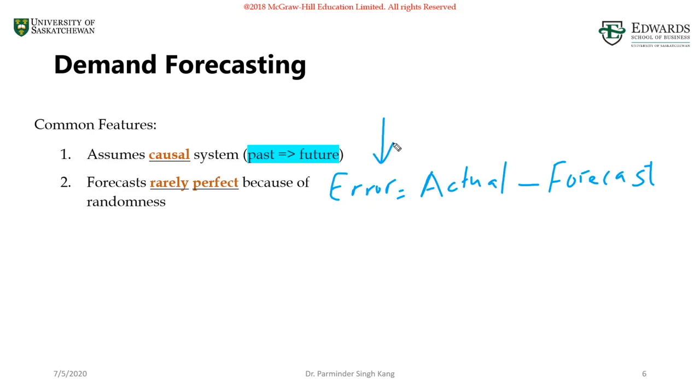Just a quick note here: if you are always over predicting, which means my forecast is always greater than actual demand, I will end up having inventories sitting in the warehouse or on the production floor which I'm not able to sell. On the other hand, if my forecast is always less than actual, I will always run out of items, which will have an impact on the customer service level, right? So again, we always want to minimize the forecast error.